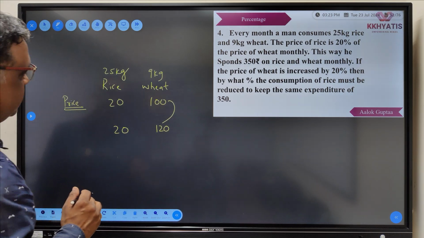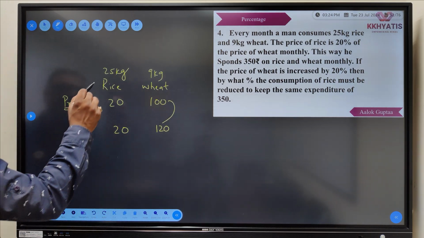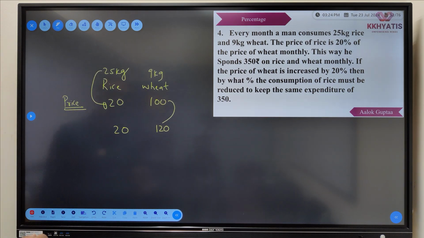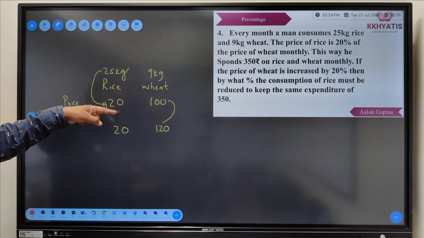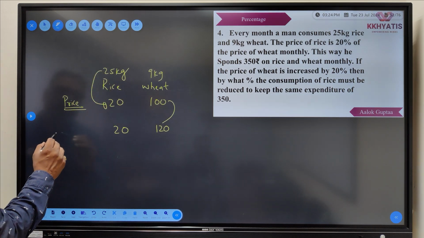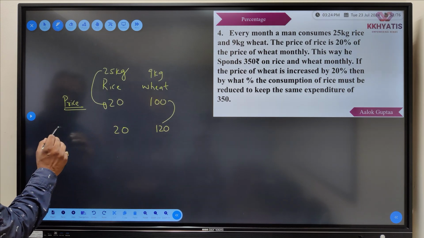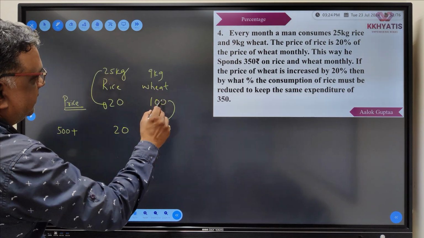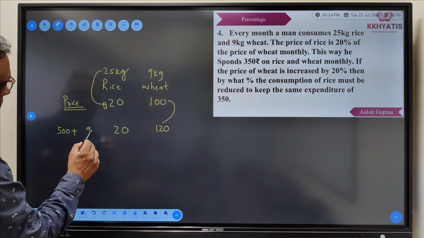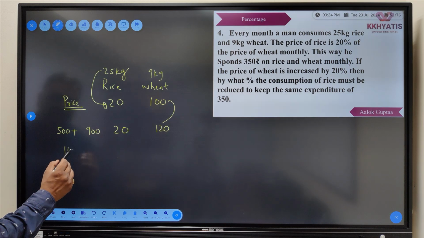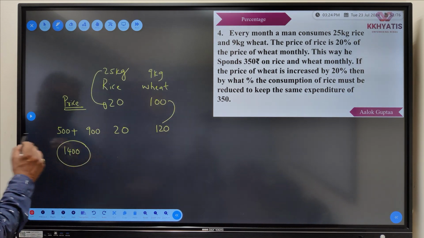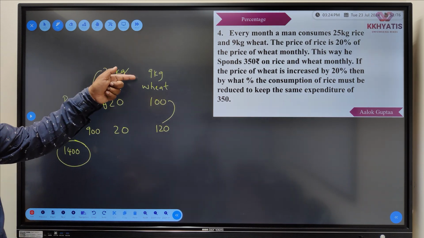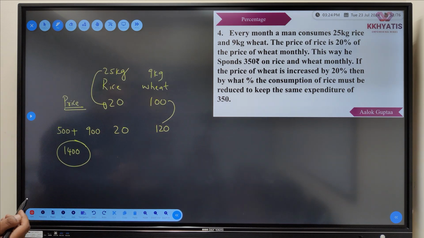So here, what is my expenditure on rice earlier? It is 25 into 20, which is 500, plus 900. So total is 1400. My total expense earlier was 1400, right? This quantity into this price plus this quantity into this price.